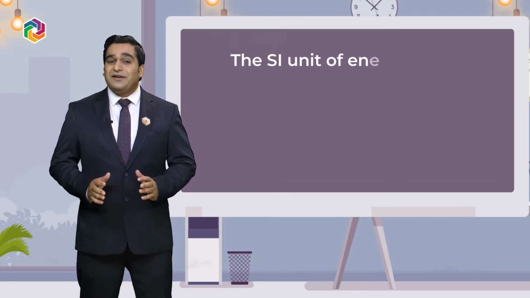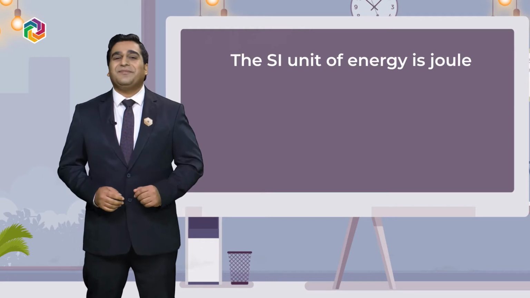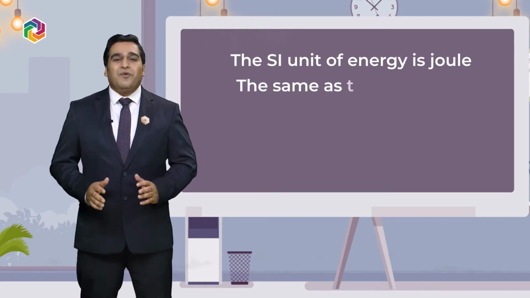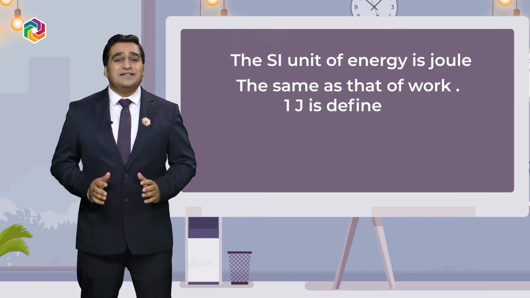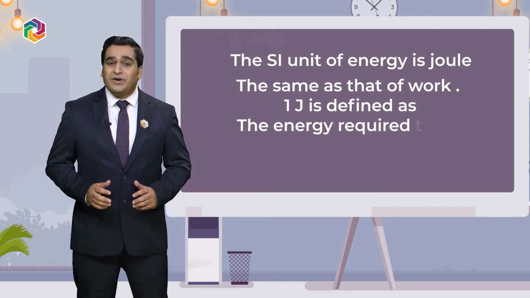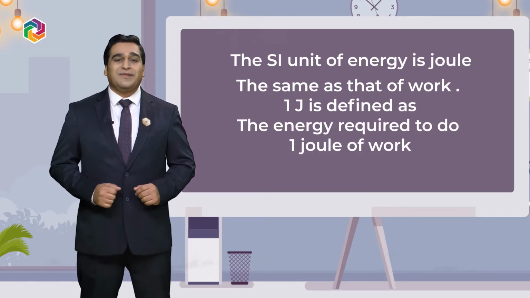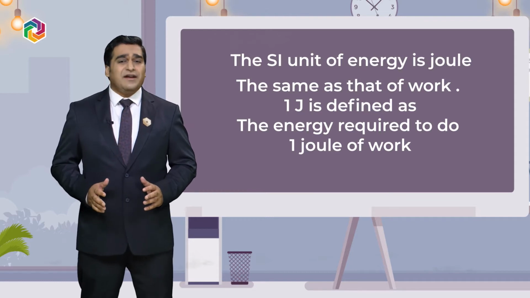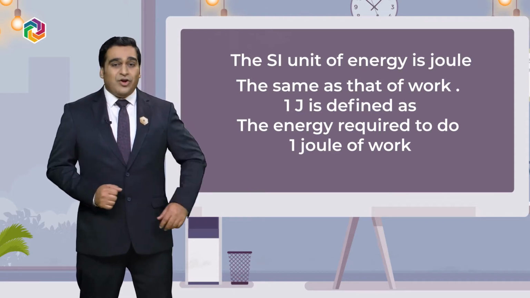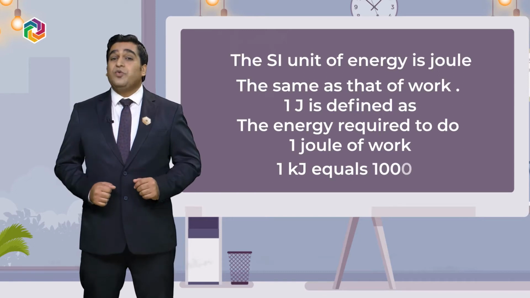The SI unit of energy is joule, the same as that of work done. So 1 joule is defined as the energy required to do 1 joule of work. Sometimes a larger unit of energy called kilojoule is used. So 1 kilojoule is equal to 1000 joules. The unit of energy and work is named after a British physicist, James Prescott Joule, in recognition of his work on heat energy and the law of conservation of energy.